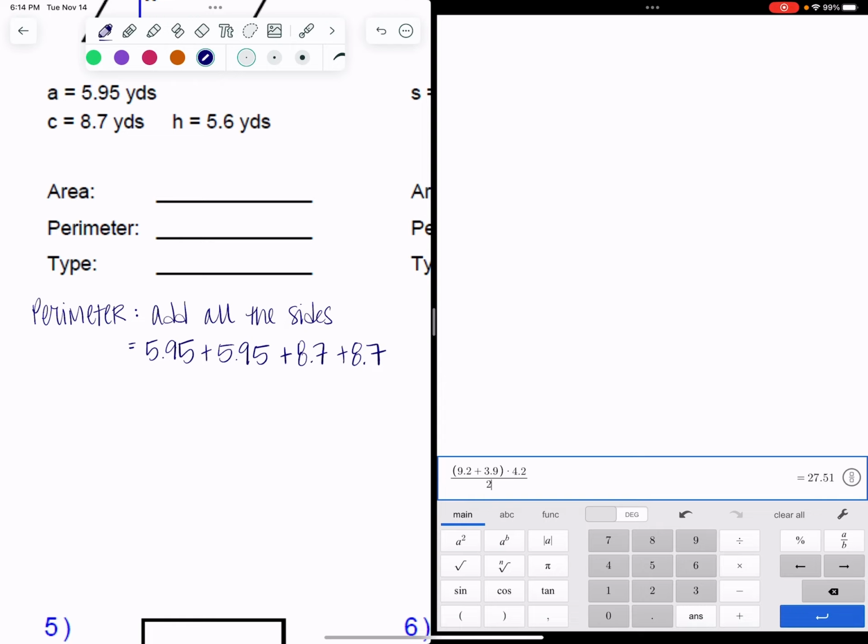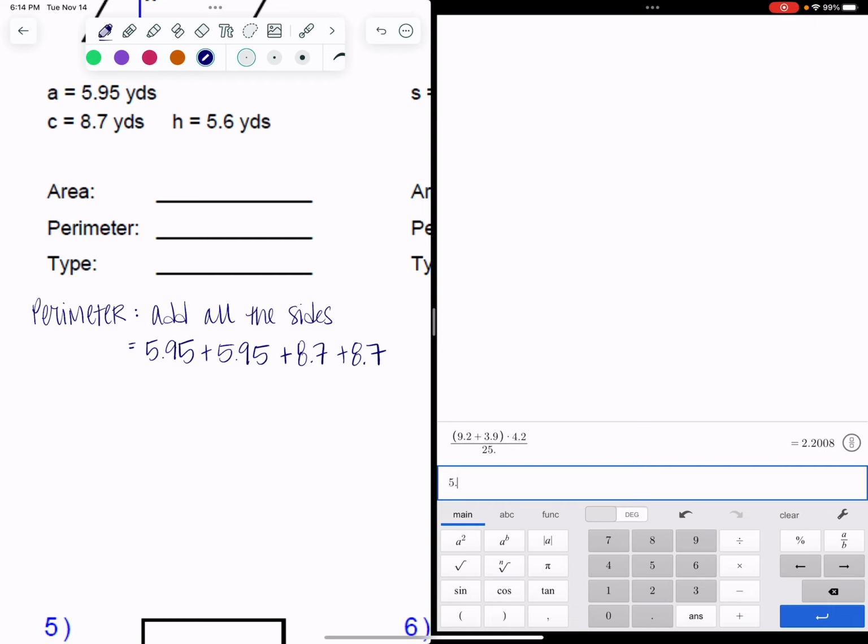Once you have written the formula and plugged in the numbers, you go to Desmos, and we add 5.95 plus 5.95 plus 8.7 plus 8.7. And you have a perimeter of 29.3 yards.